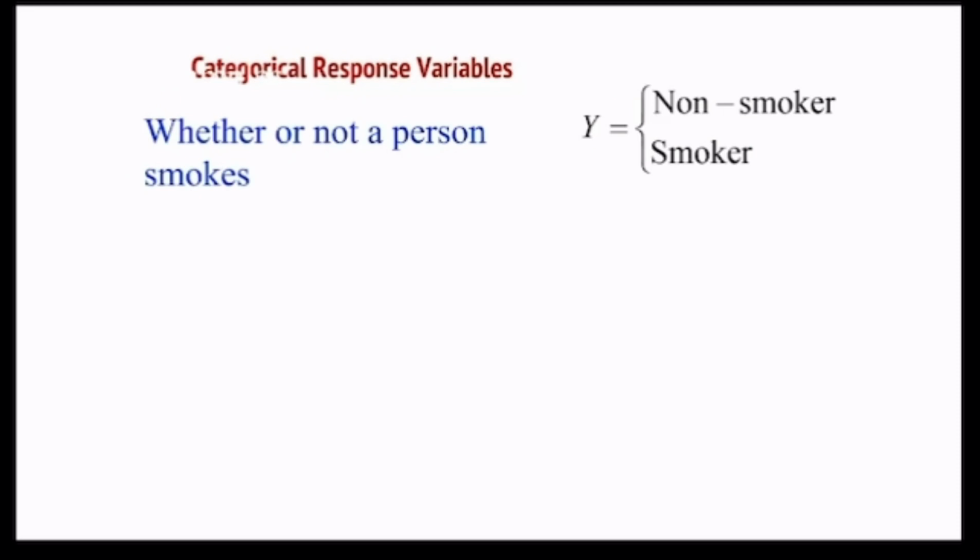Take a look at this. Whether or not a person smokes, that's categorical. Which means the response variable is being categorized into smokers and non-smokers. Maybe what we basically want to do is to look at the effects of some predictors on the categorical response.